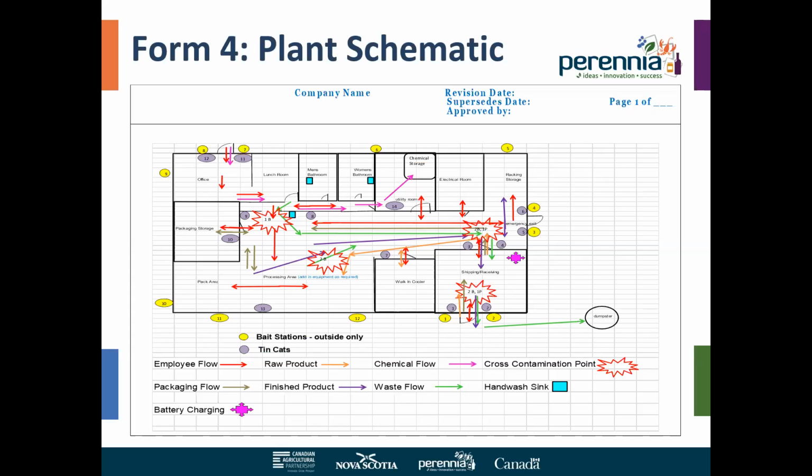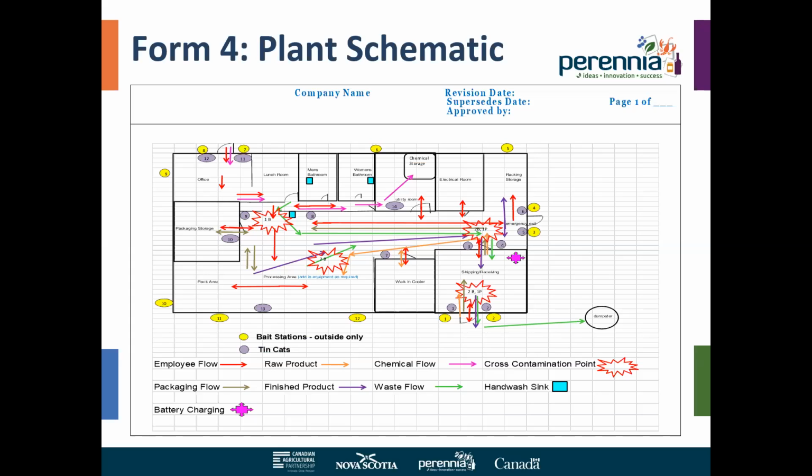Form 4, so this is a plant schematic. On your plant schematic, again, remember we talked about if you have existing records or documents, use or add to those. So you'll see here that we've simply added the exterior baited stations to our plant schematic so that we don't have an extra plant schematic just addressing where the location for our bait stations and our interior tin cats are or fly lights.